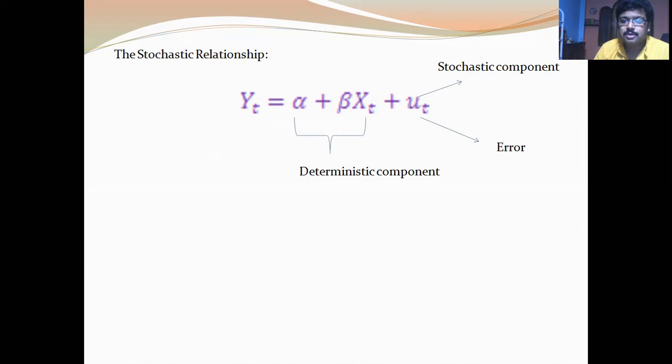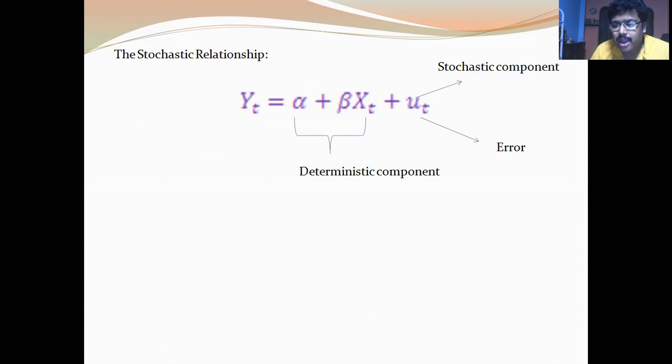Okay, and now the stochastic component. What is the stochastic component here? This is the disturbance term and it has a probability distribution, or you can say it is a random variable. It has a probability distribution, and so this is the stochastic relationship.